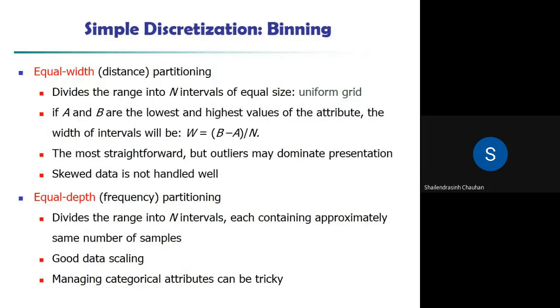Few bins will be there where you are having very few values. So outliers are going to dominate the presentation whenever you plot the graph. Skewed data is also not handled well with this method. That is, if you are having so many ups and downs, or values with so many high values or lower values, that kind of skewed data is not going to be dealt with properly with this kind of method.